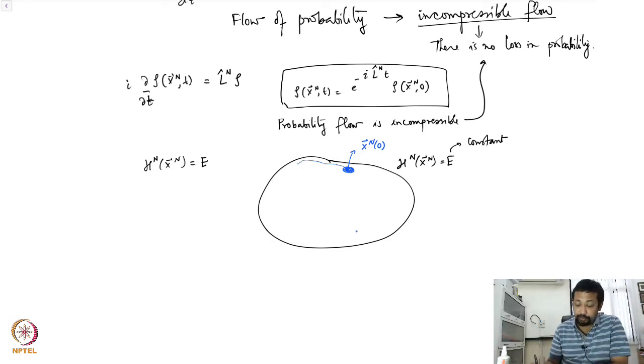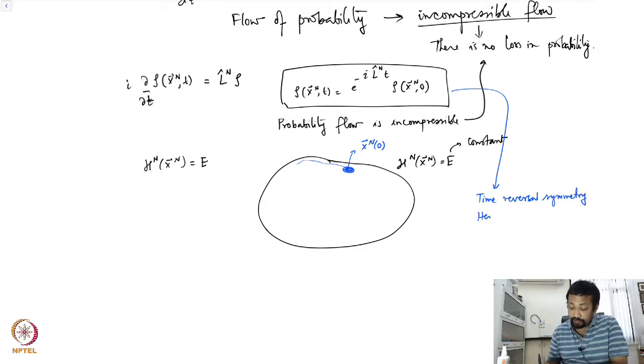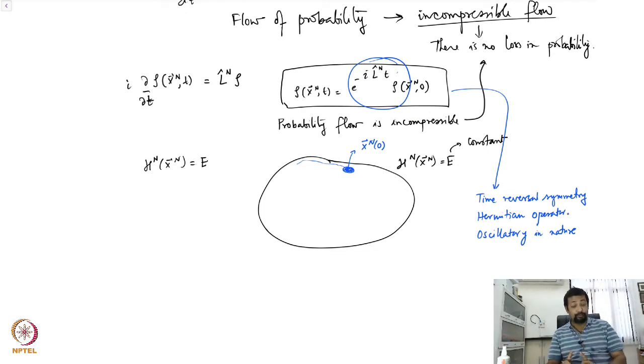The Liouville equation has several properties. Number one, it obeys time reversal symmetry, because the underlying microscopic dynamics obeys the Hamiltonian equation of motion, which is time reversal symmetric. Therefore, this equation obeys time reversal symmetry, right? The Liouville operator is a Hermitian operator. And if you look at the nature of the solution, particularly this term, it tells you that the solution is always oscillatory in nature. Therefore, one must understand that this equation does not describe the irreversible decay of the system to a unique equilibrium state. So one must start off with the equilibrium state from the very beginning itself.